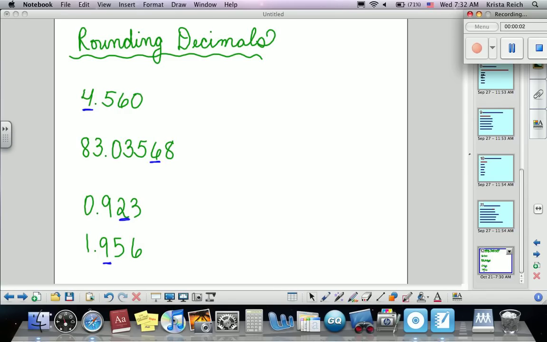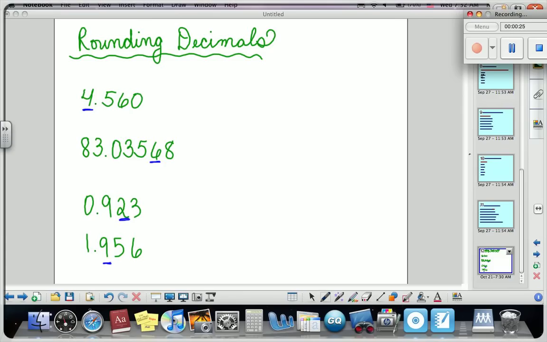Okay, we're going to go over a couple of rounding decimal examples here. And the problem will look something similar to these up here on the board, where I give you a number and I underline a place value and I ask you to round to the underlined place value. So if we look at the first example here, we see that the underlined place value is where the 4 is, okay, the decimal back.